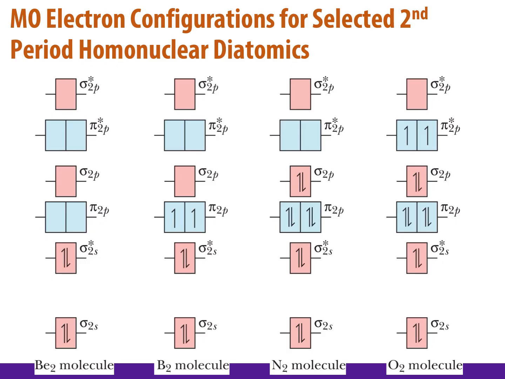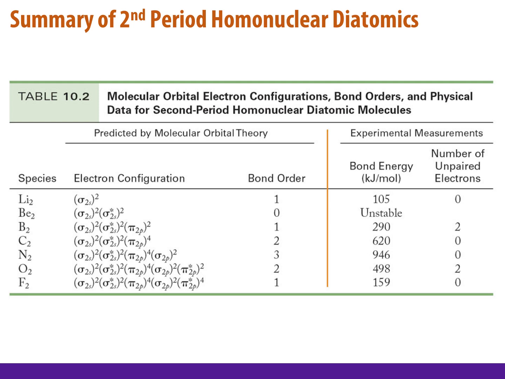Here's a few of the other second period diatomics showing their electron configurations. Note this table of data showing what we expect to see experimentally and how it correlates with the bond order and number of unpaired electrons, paramagnetic or diamagnetic. So let's look here. Be2 has a bond order of 0 because it's 2 bonding and 2 antibonding electrons, and we do see that that is in fact unstable.